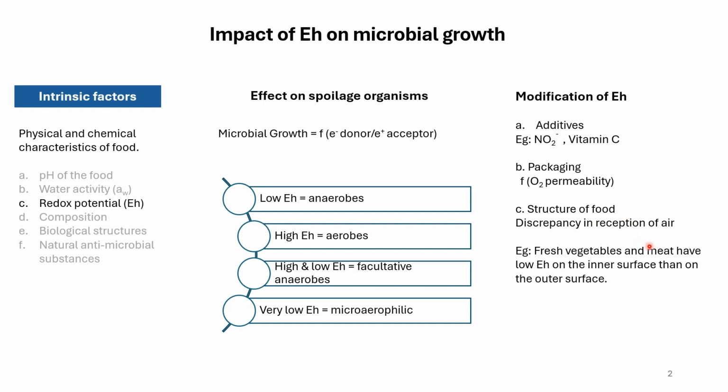Discrepancy in the reception of air. Now, what does it mean? Certain products like fresh vegetables and meat have lower redox potential on the inner surface. Why? Because it's not exposed to air, meaning it has lower oxygen in the inner surface, resulting in growth of one type of organism. In this case, it would be anaerobes, and the surface which is exposed to air, that is the outer surface, will facilitate the growth of aerobes because of higher redox potential.